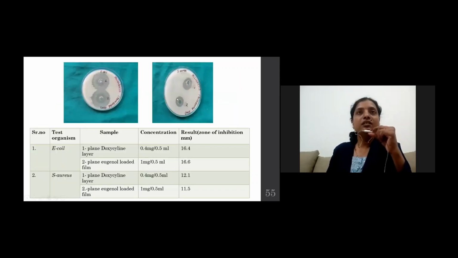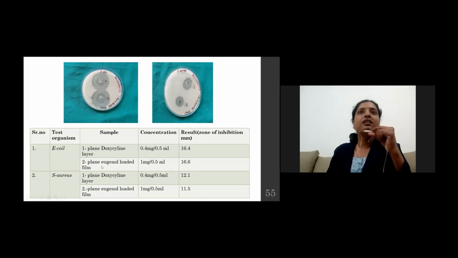So these are the results where a plain doxycycline layer exhibits an effect on the E. coli. This one is the plain doxycycline layer. This one is the plain eugenol loaded film, and the diameter is almost near about or above 16.4. Then this is for E. coli. Next one is the effect of the plain doxycycline on the S. aureus, which has a diameter of 12.1 mm, and the effect of eugenol on the S. aureus has a diameter near about 11.5.